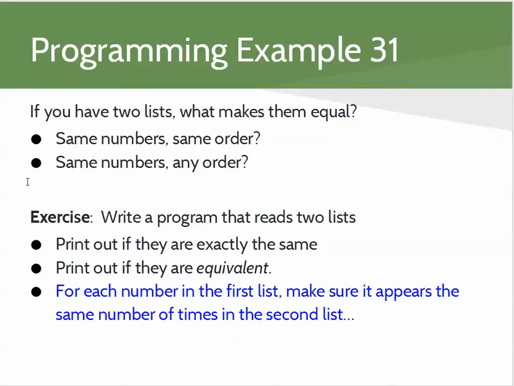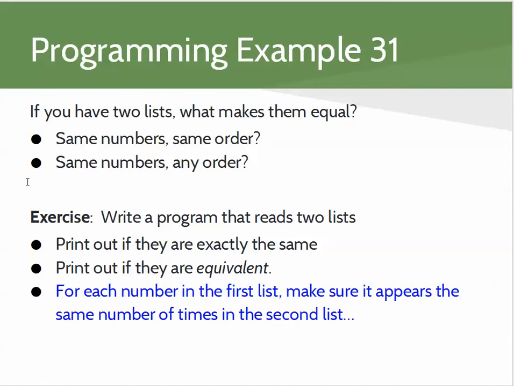And at that point, it's going to determine whether or not the two lists are exactly the same, meaning, and my definition of exactly the same is that they have the same exact numbers in the same exact order, so they have the same number of numbers as well. I'm also going to print out whether they're equivalent, and for the purposes of this example, equivalent is going to be same numbers in any order. So if the user types in 1, 2, and 3 in one list, and then 3, 1, and 2 in another list, I will consider that list equivalent, but not exactly the same.